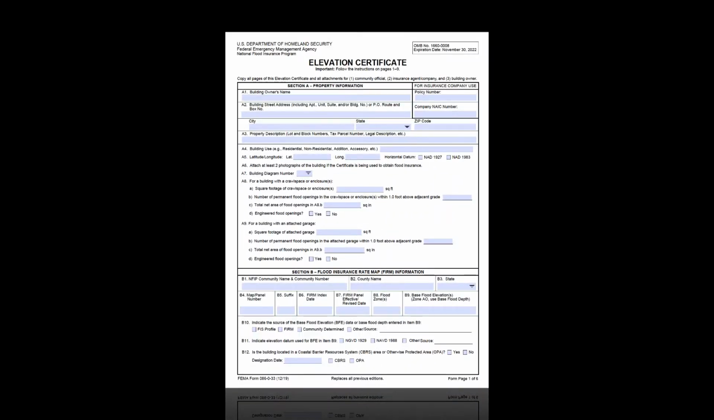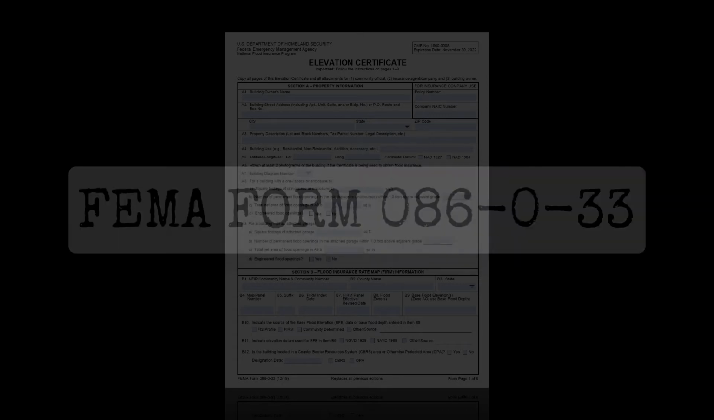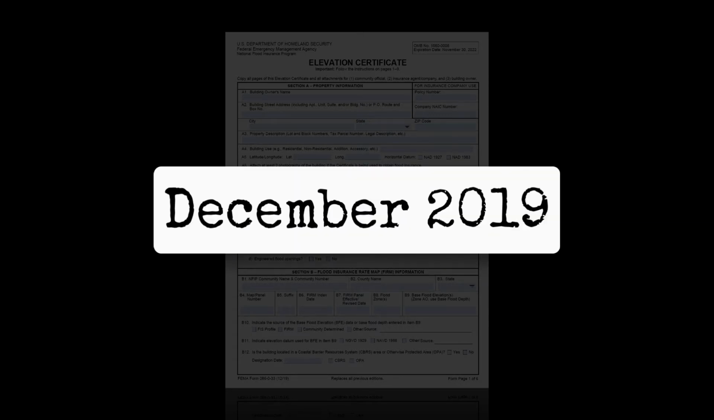Let's first understand some basics about the Elevation Certificate, or EC as I'll call it from now on. The EC is technically FEMA Form 086-0-33, and the specific version of that form you'll want to fill out is dated December 2019.